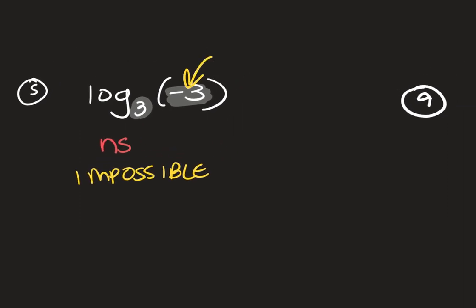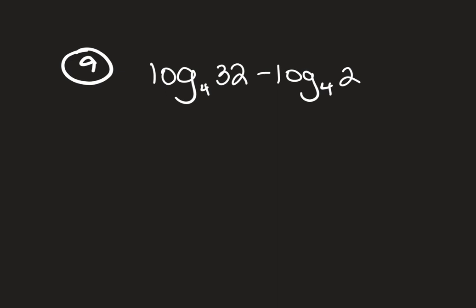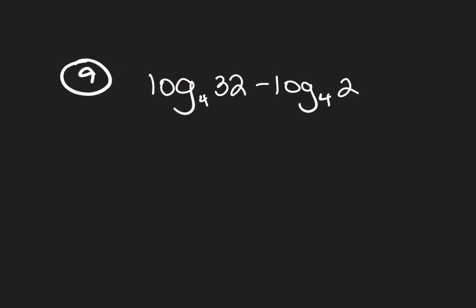For 9, you get something where it's expanded and it asks you to evaluate. While I can reduce the second one, log base 4 of 2 would be a half because you could square root the 4 to get the 2, there's nothing you can do with the 4 and the 32. But if I condense first, because there are 2 logs, so anytime we're trying to simplify and it's expanded, you want to condense.